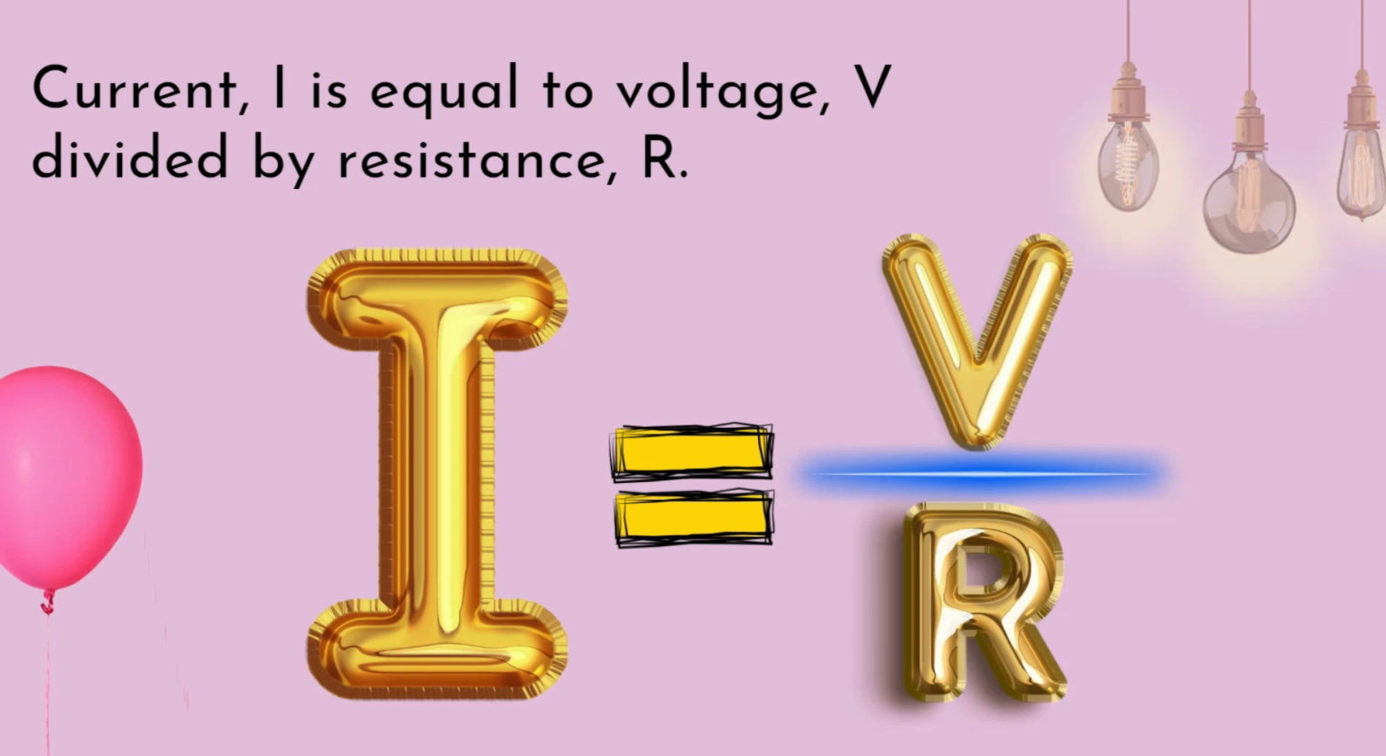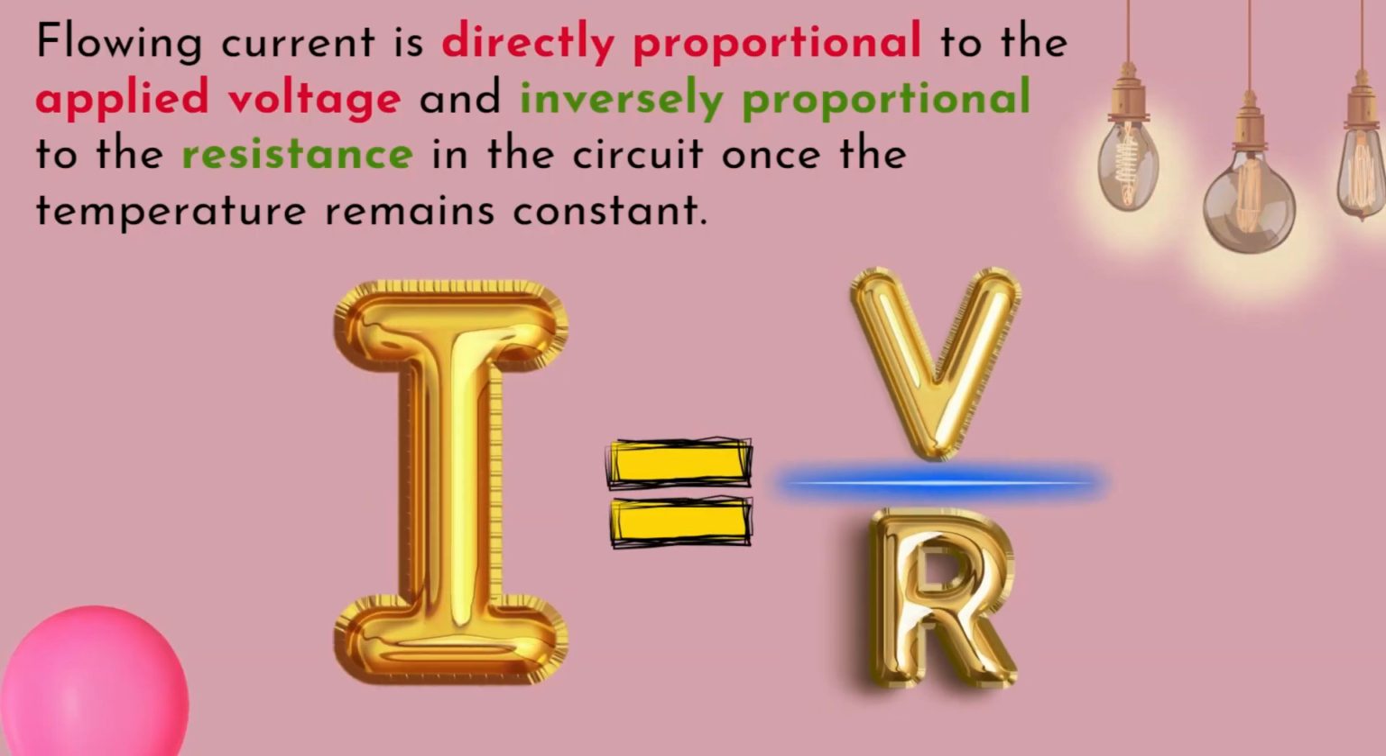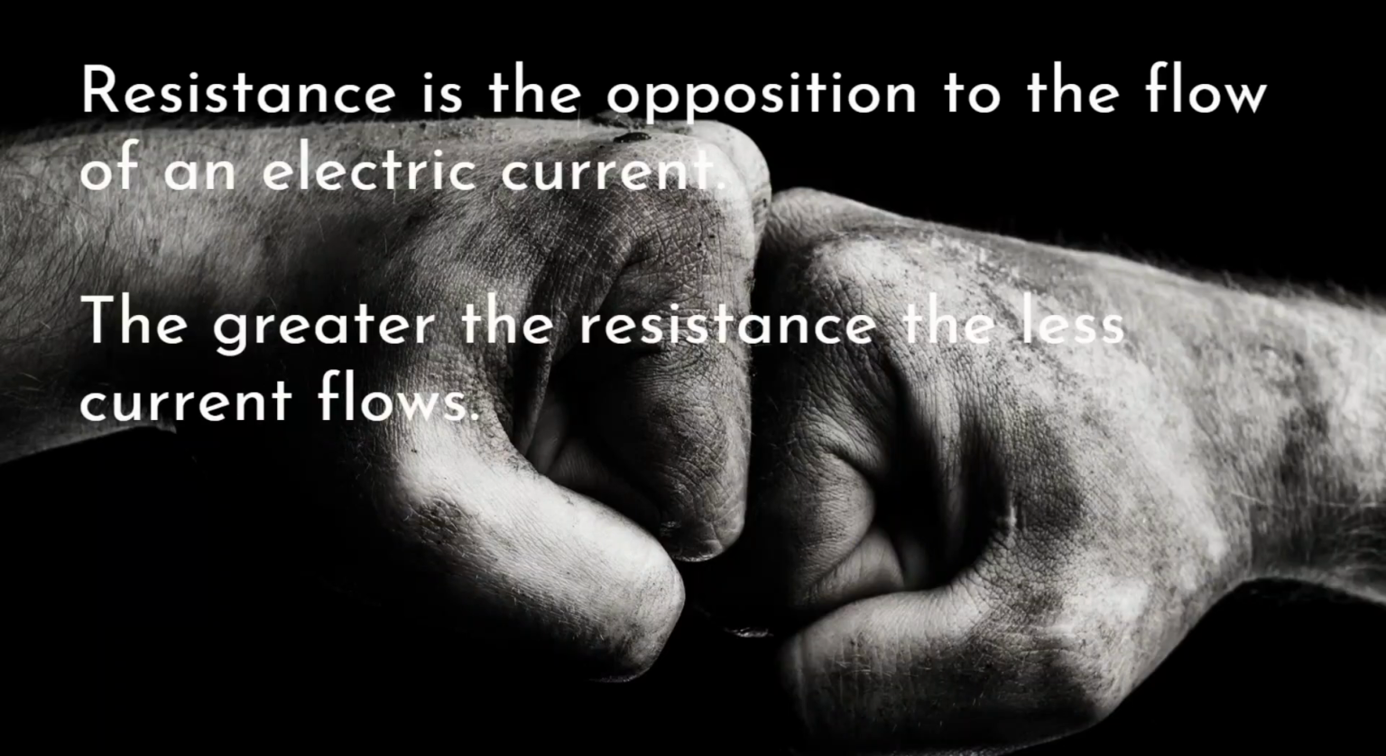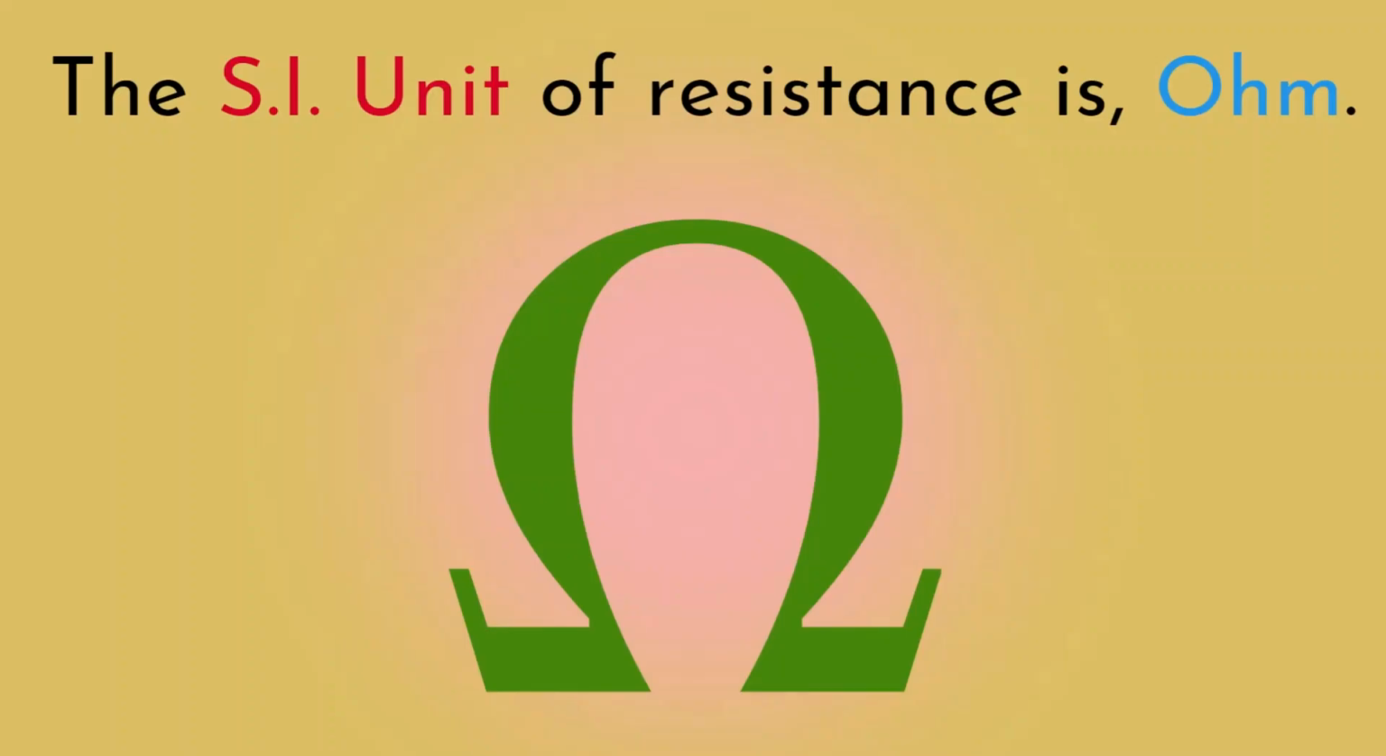Current I is equal to voltage V divided by resistance. Flowing current is directly proportional to the applied voltage and inversely proportional to the resistance in the circuit once the temperature remains constant. Resistance is the opposition to the flow of an electric current. The greater the resistance, the less current flows. The SI unit of resistance is ohm.